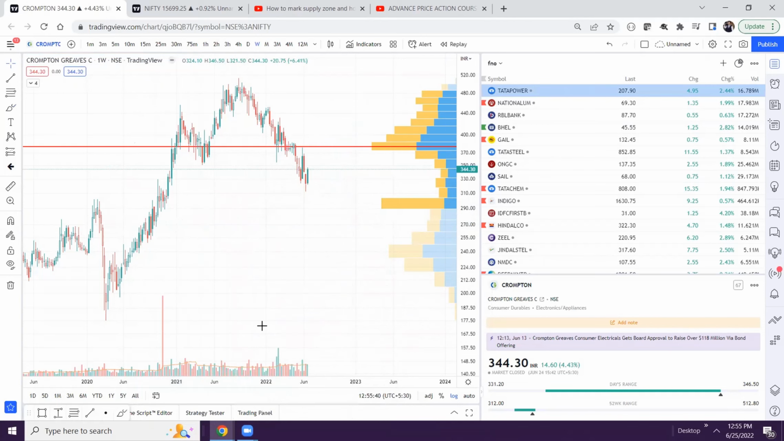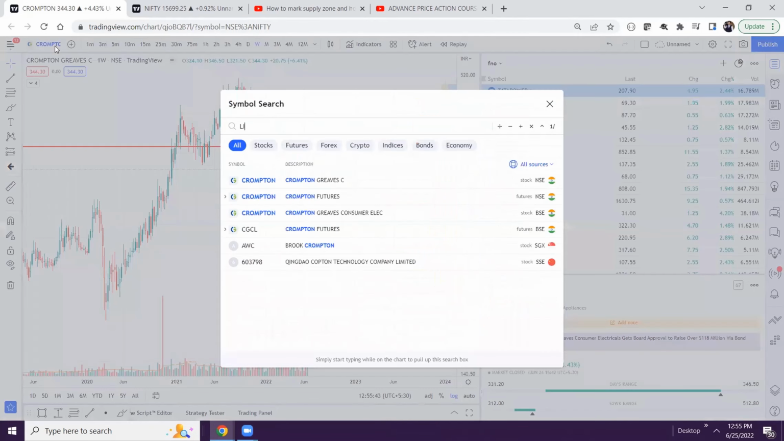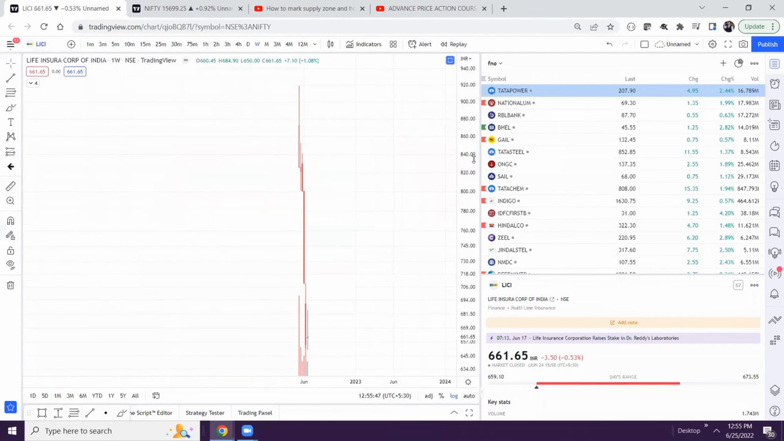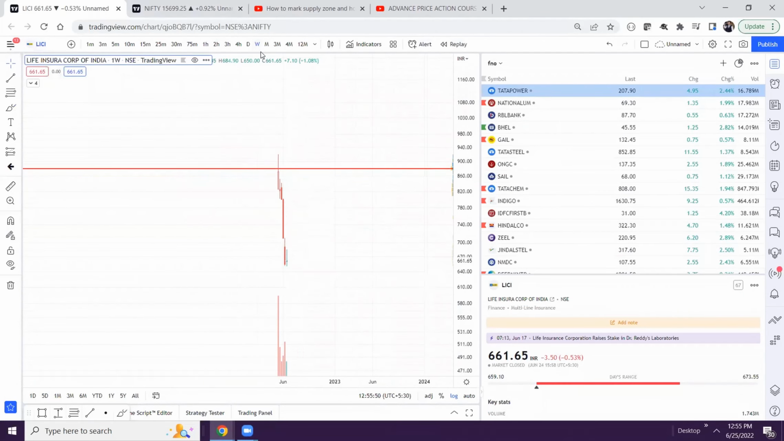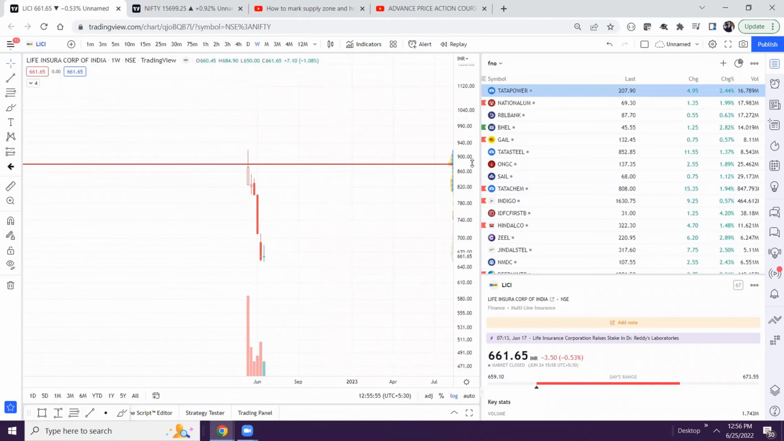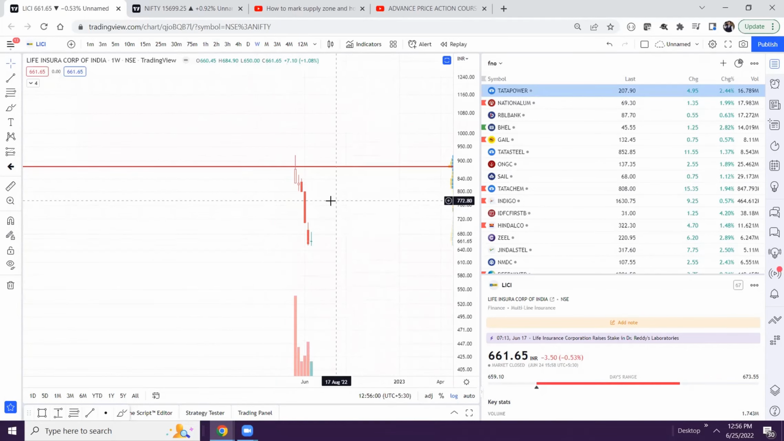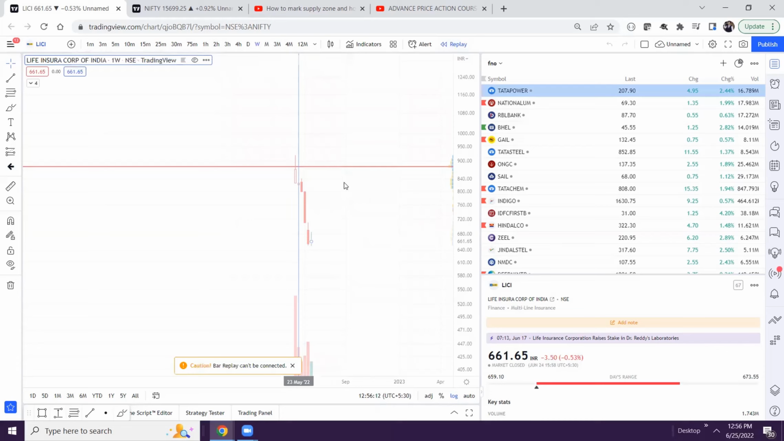Sir, LIC India. Now, if you look at this weekly chart, is there anything to talk about this? Should we invest in this? It is continuously falling. And see, suppose this is the first. Now in IPOs, what is, let me clear everything.